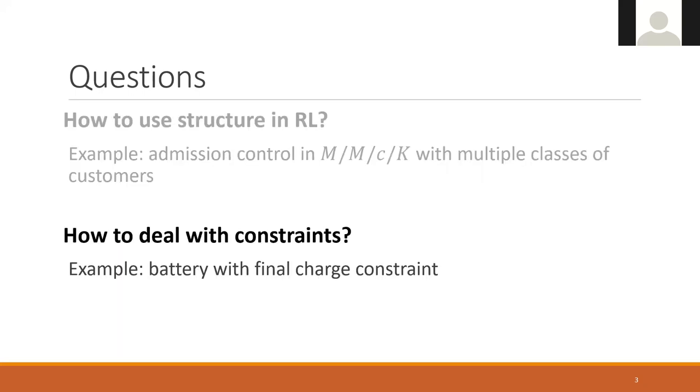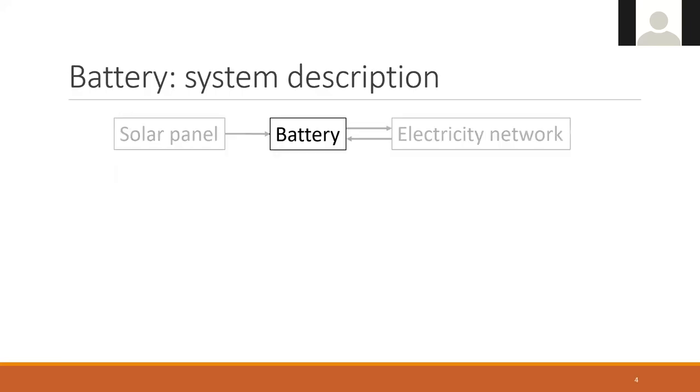The second question is how to deal with constraints, such as state constraints. I'm going to develop the example of a battery for which the state of charge at the end of the day has to be equal to a certain value. So let's say we have a user that has a battery. During the day, a solar panel charges the battery. Then the user can interact with the electricity network. It can sell electricity or buy it.